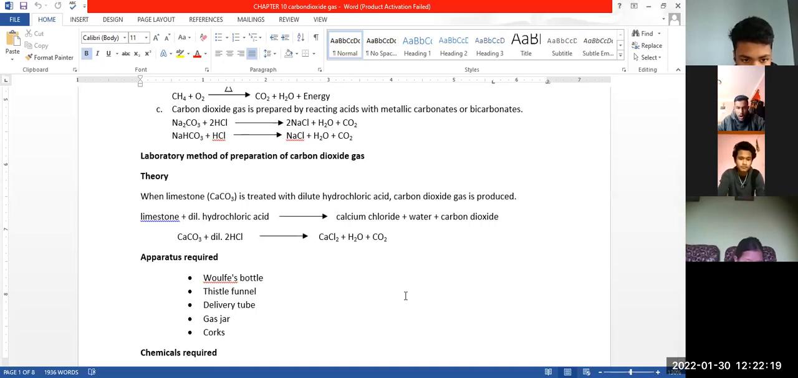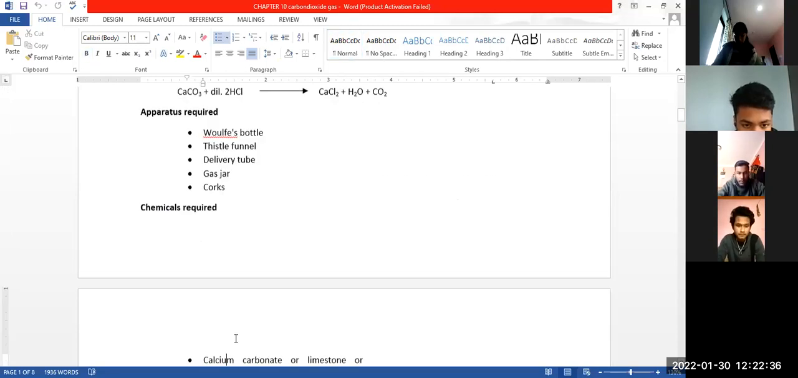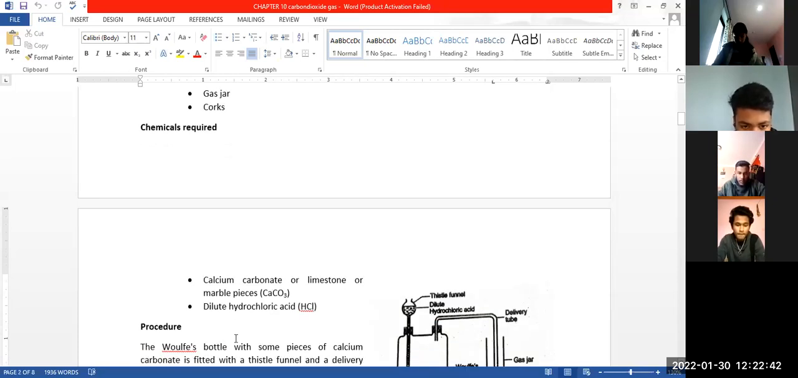Apparatus means tools or devices. The apparatus required for the preparation of carbon dioxide gas are a wolf bottle, thistle funnel, delivery tube, gas jar, and corks. Chemicals required: two chemicals, calcium carbonate, or limestone, or marble pieces, that is CaCO3, and dilute hydrochloric acid.